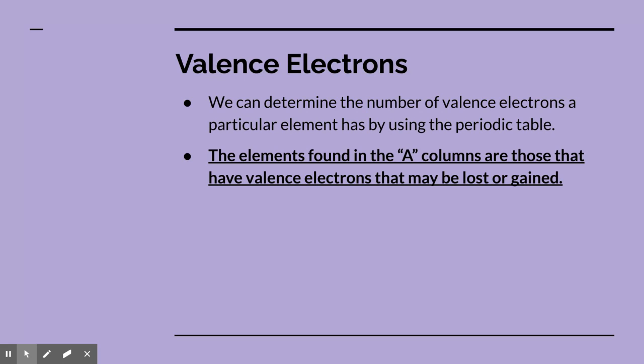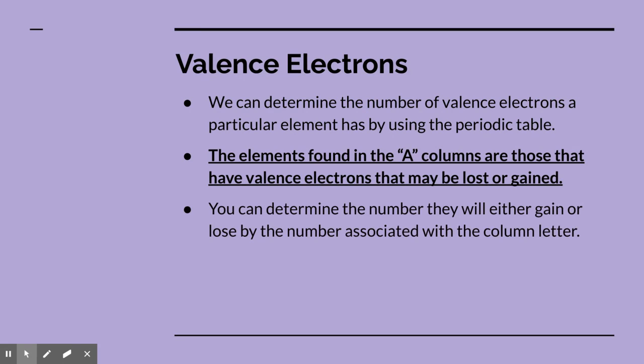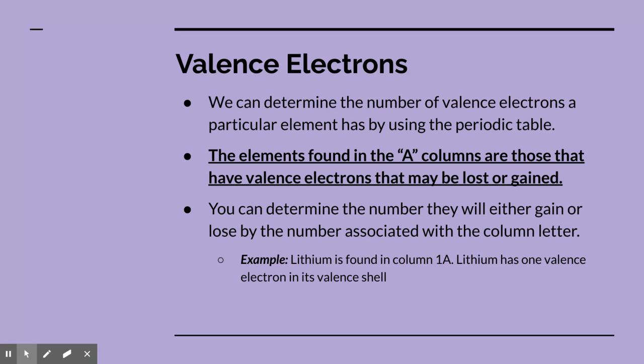So the elements found in the A columns are those that have valence electrons that may be lost or gained. And you can determine the number they will either gain or lose by the number associated with the column letter. So it's not to say, though, that oxygen being in 6A means it needs to gain or lose 6. It's to say this. Lithium is found in column 1A.